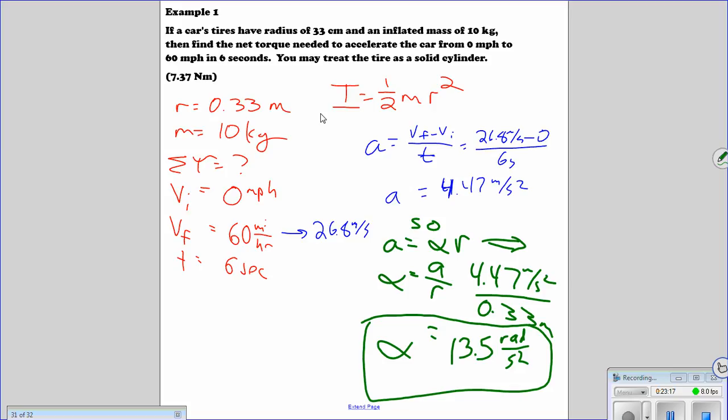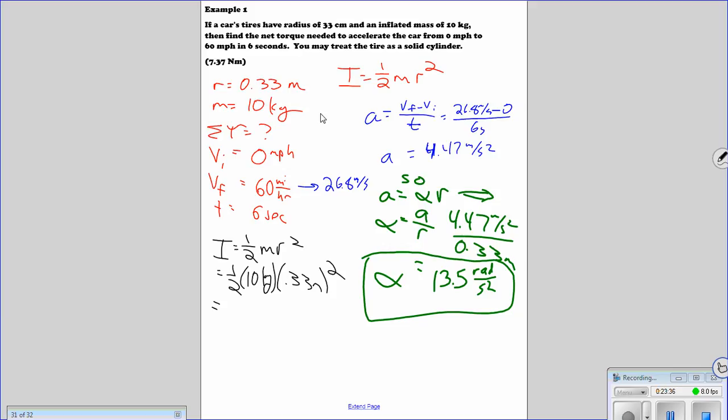Yeah, we've got to find I, don't we? So let's see, where can we do that? I is 1/2 mr squared. So that's 1/2. The mass of the tires is 10 kilograms. The radius is 0.33 meters. Don't forget to square it. All right, and so the units you get are weird. You're going to get 0.5445. I'm going to just keep all my digits here. And what are the units going to be, guys, using dimensional analysis? What do we get?